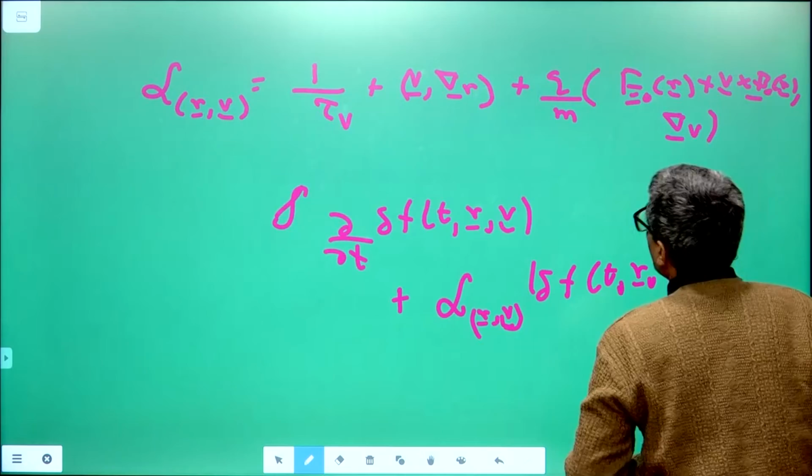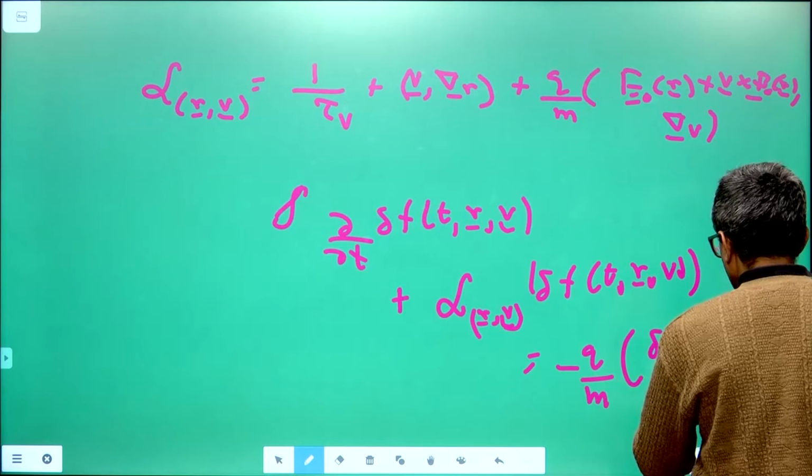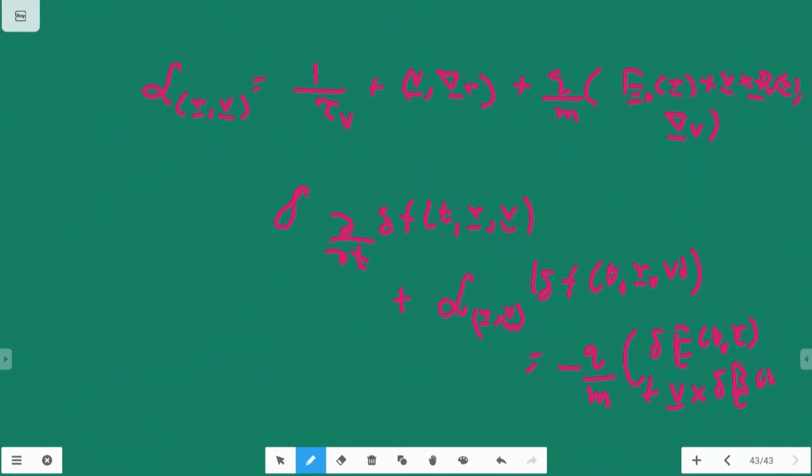And you also have a source term here, which is equal to minus q/m times (delta E(t, r) plus v cross delta B(t, r)) dot del_v acting on f0. So, it depends on the electric field perturbations. This L(r, v) does not contain the perturbed electric field, it contains only the unperturbed electric field, and the perturbation is given by this, which is another linear functional of the electric field perturbations and the magnetic field perturbations.